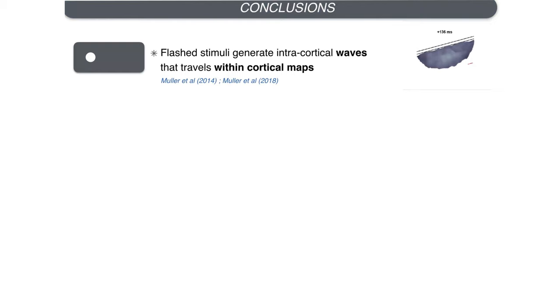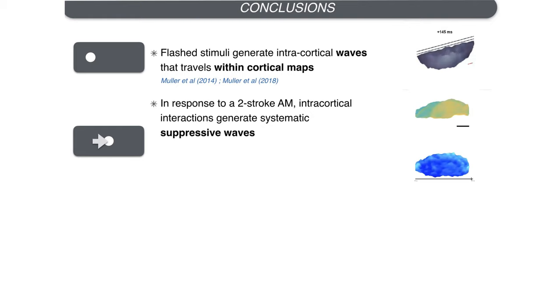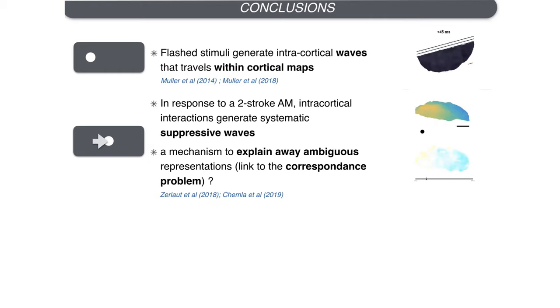So to summarize everything, what I first showed you is that in response to a flash stimulus, and this is systematic, we observe an intracortical wave that travels in the cortical map that can have some important computational consequences. When we now present a two-stroke apparent motion stimulus, we observe a systematic suppressive wave, whatever the apparent motion speed, spatial separation, or temporal separation. And we propose that this could be a mechanism to explain away ambiguous representation, likewise kind of solving the correspondence problem, a very basic way of solving it.